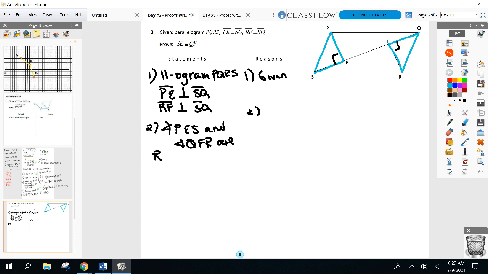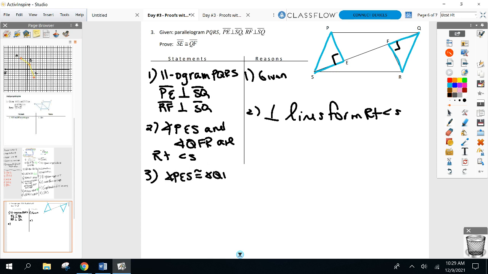This is review. Perpendicular lines form right angles. And then the next step, you're going to tell me they're congruent. All right angles congruent. There's a pair of angles. Good work. One down, two to go.